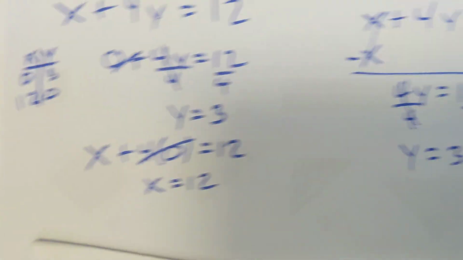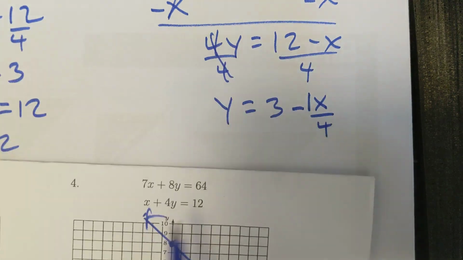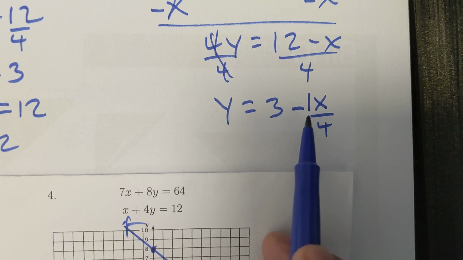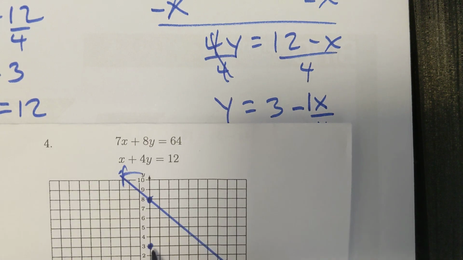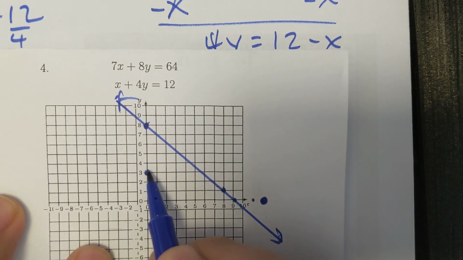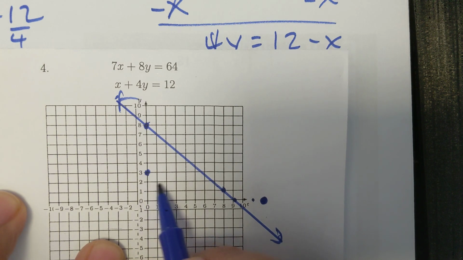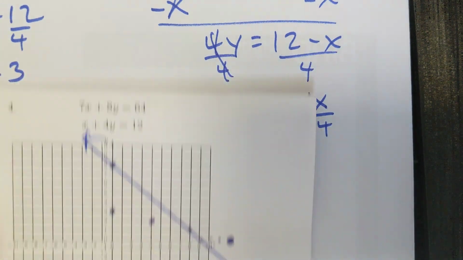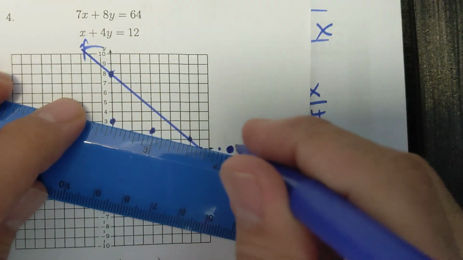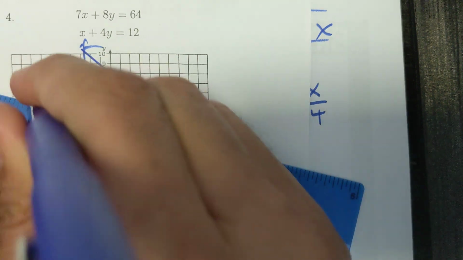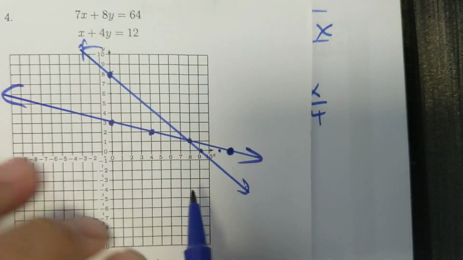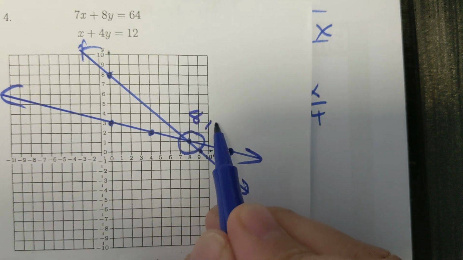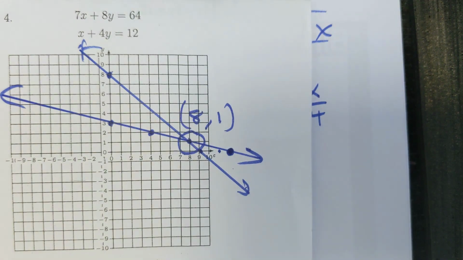Okay, but just to double check, let's look at how it turned out for slope-intercept. On slope-intercept, y-intercept of 3, and then a slope of negative 1 over 4. So y-intercept of 3, right there, and rise negative 1, run positive 4. Rise negative 1, run positive 4. So that's going to go like this. Okay, and our solution to the system right there, which looks like (8, 1). All right.